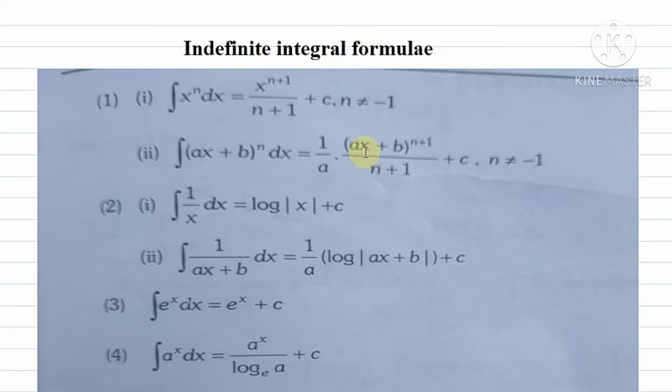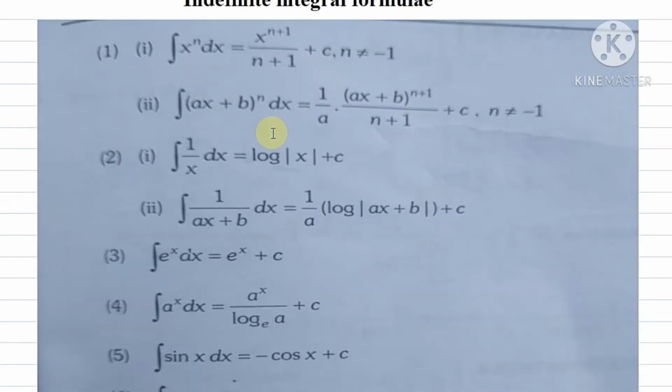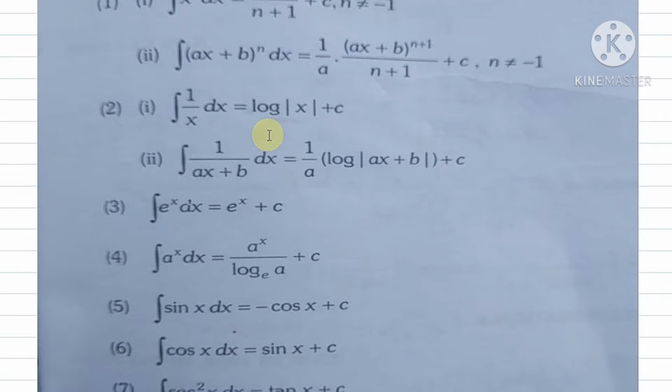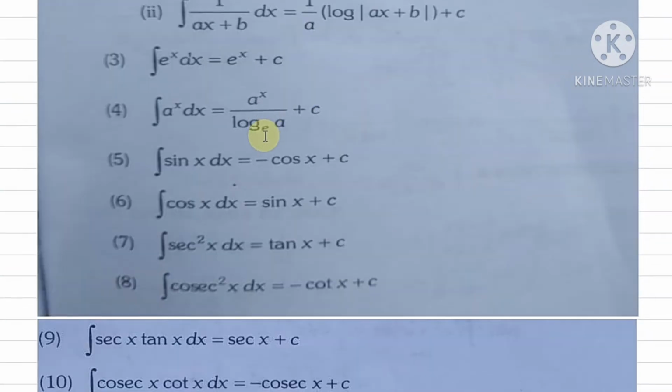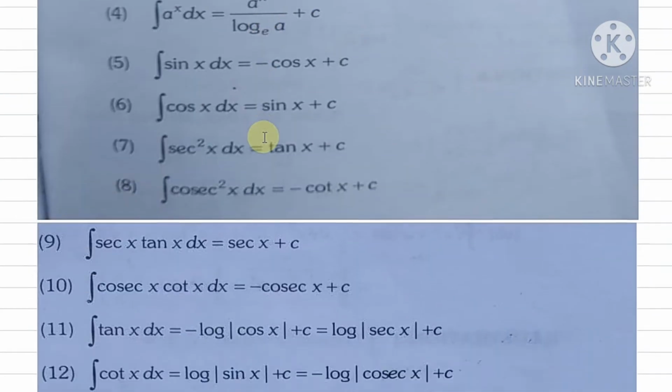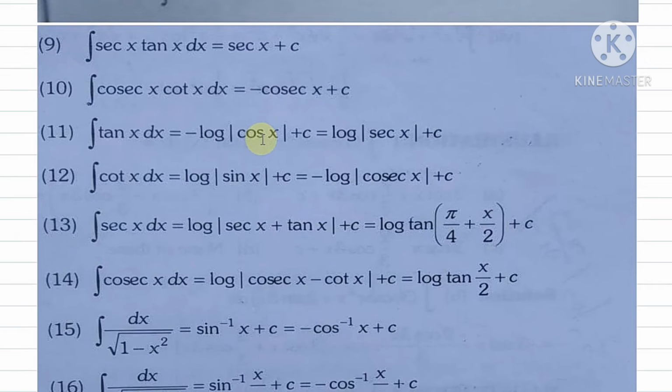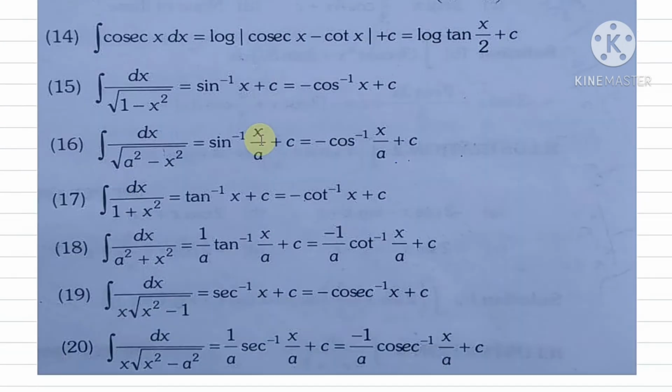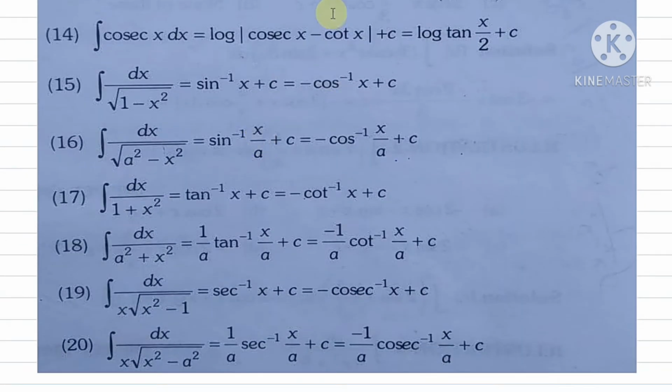In this video, I want to give you indefinite integrals, some formulae, and NCERT problems. These are the important indefinite integral formulae, the basic formulae. Without these formulas, we cannot do anything. These are some fundamental formulae. After that, I will solve the NCERT 12th class exercise 7.2.